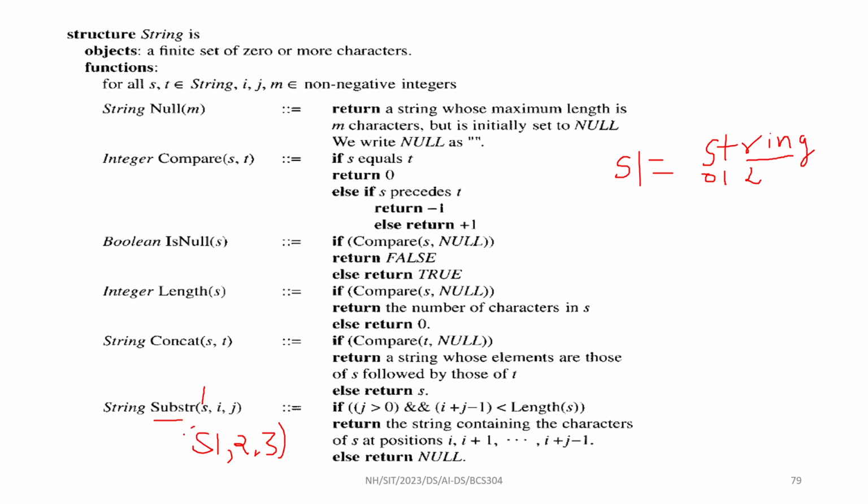So the I value is 2, the J value is 3. The string from which you have to obtain the substring is S1. Starting from I till I plus j minus 1, you have to extract. These many characters you have to extract. This is just a general formula to extract a substring.